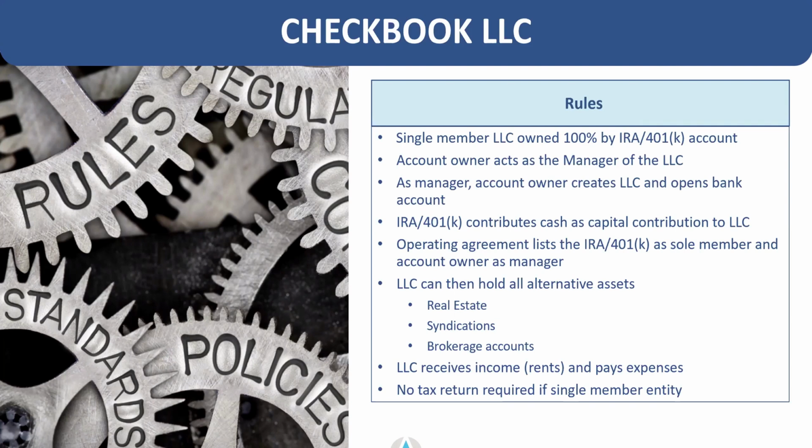They call it a checkbook LLC or checkbook IRA because you as the account owner have the ability to make investments directly out of the LLC's bank account and receive all the income and expenses out of that account. If you're doing this with just your IRA account, the LLC is considered a single member disregarded entity for tax purposes, so it does not even require you to file any additional tax return. It really acts as an extension of your retirement account.